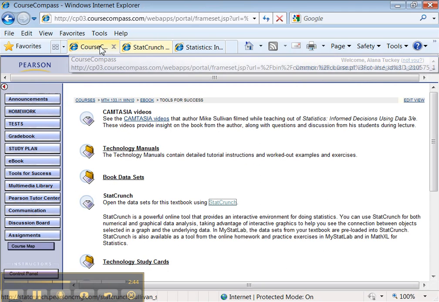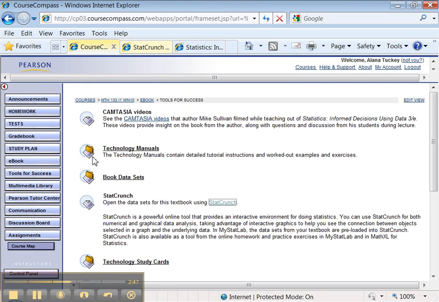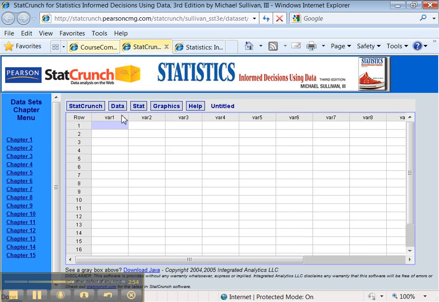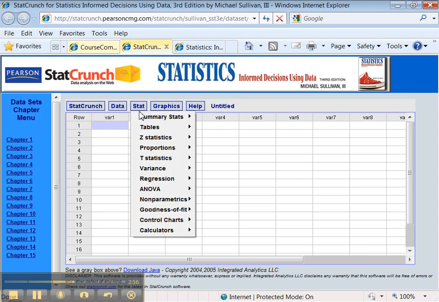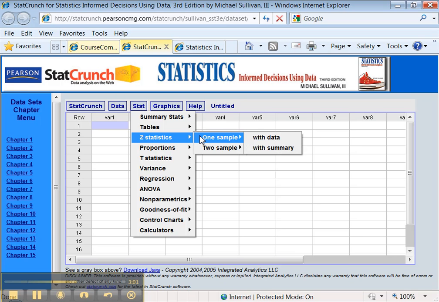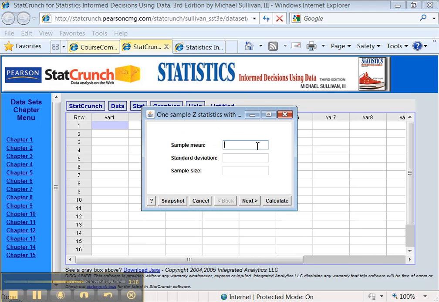In here, if you go to Tools for Success, this is where I'm at, you can click on StatCrunch right here, and that'll open up this link, and then you say to run it. And then you go to Stat, go to Z statistics. Now we're picking Z again because this was for the standard normal curve. We get to use that because we know sigma. That is the reason. Sigma is known for this problem. Data means you have a column of data, which we don't have in this case, but we do have summary data, i.e. the summary statistics, the X bar and the sigma. So I'm going to choose that one with summary.